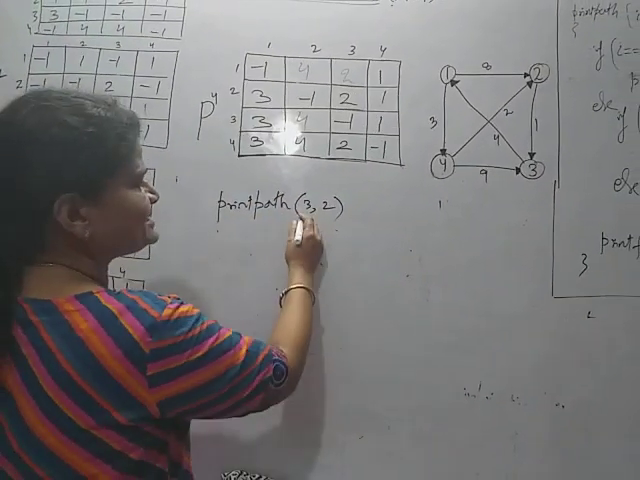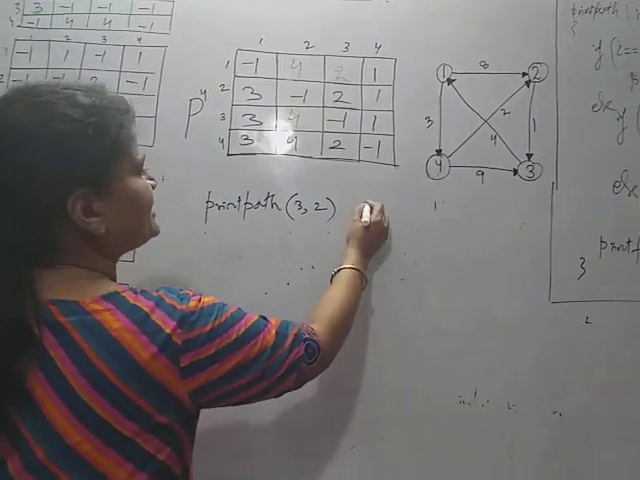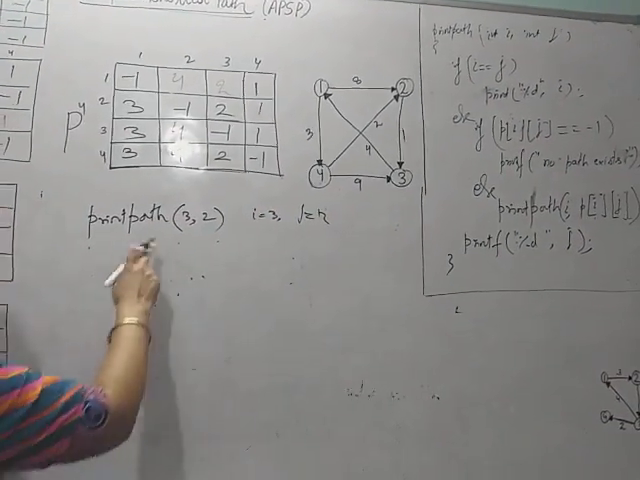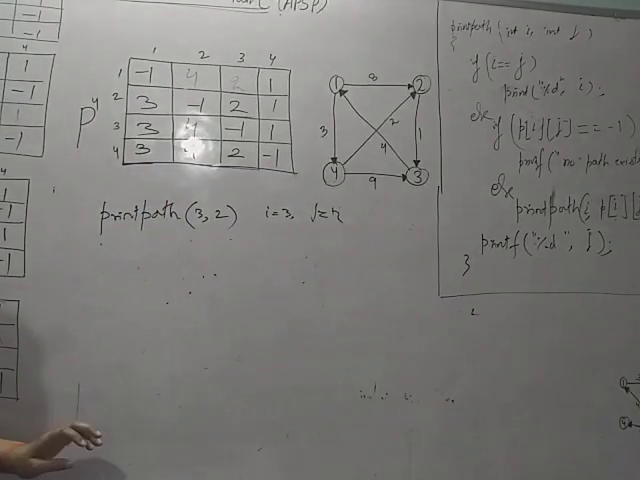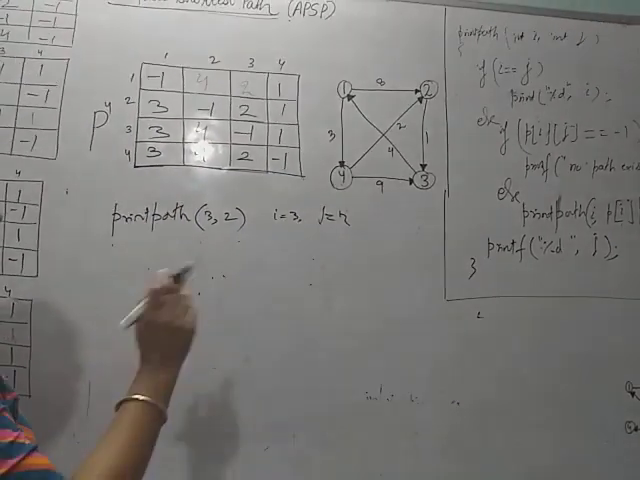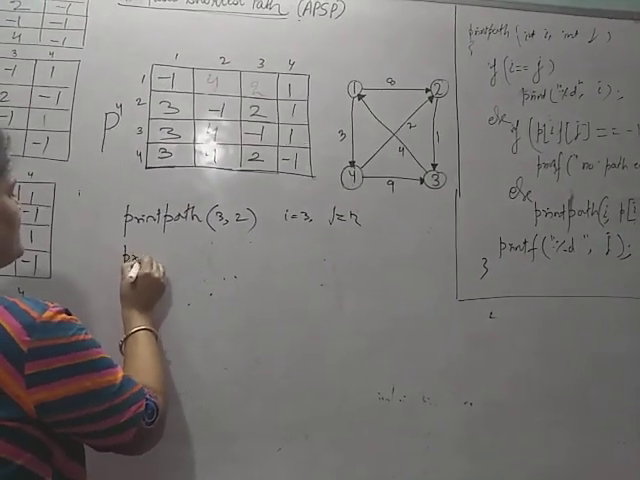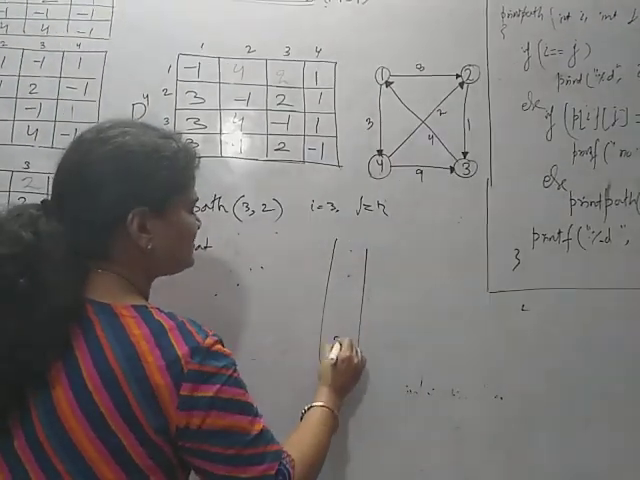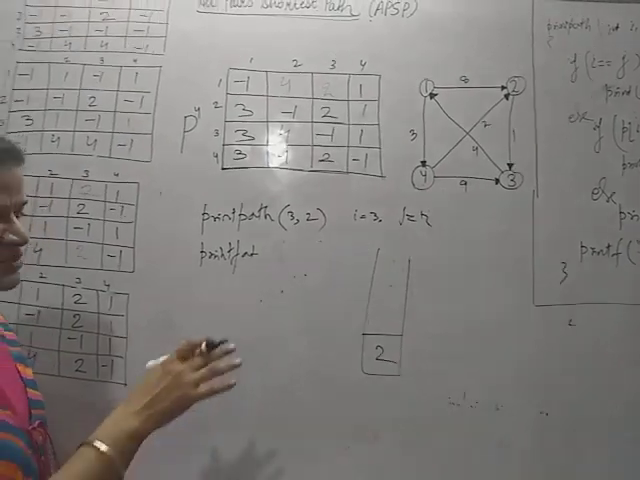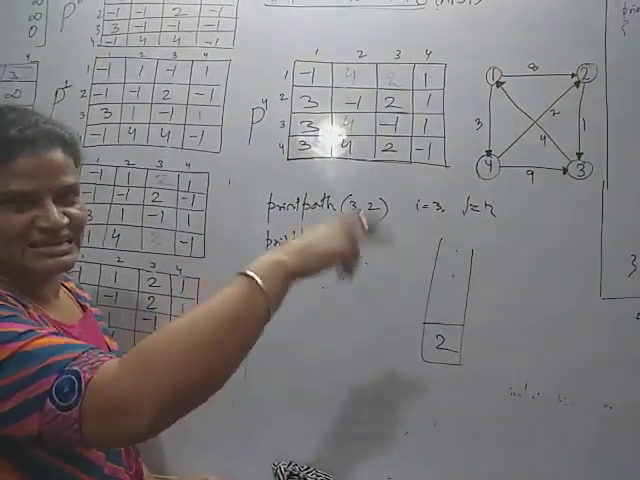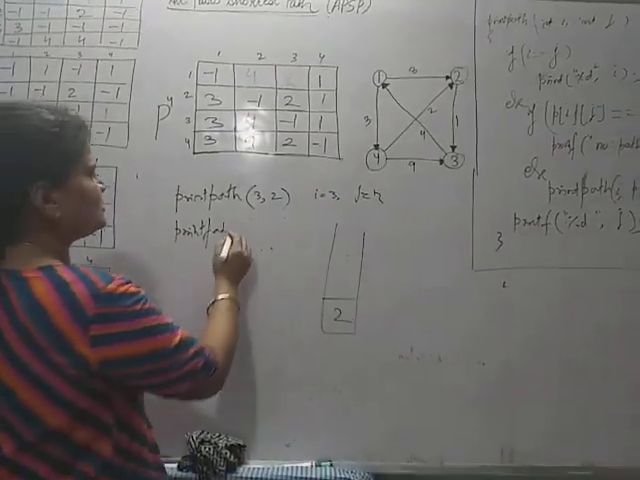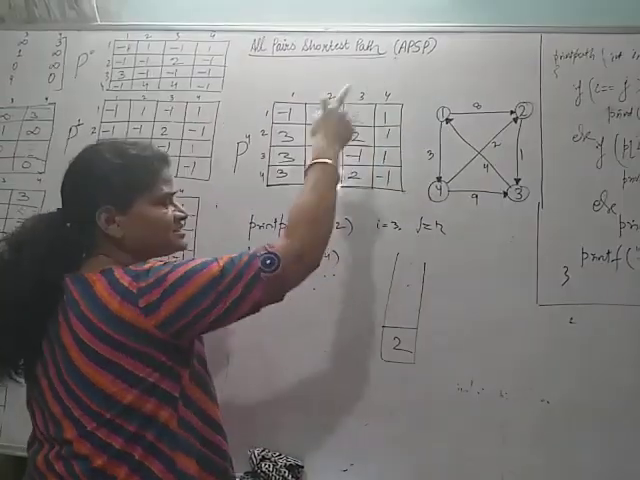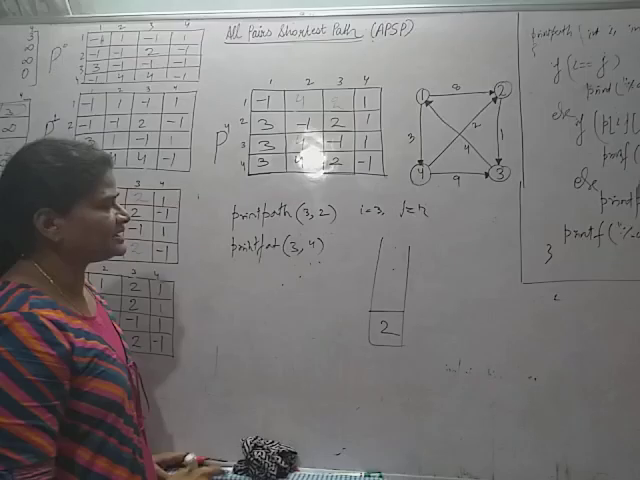Here i is 3 and j is 2. i is not equal to j. The P[i][j] entry for 3, 2 is 4, which is not equal to -1. So it will call print path, but before calling, j will be pushed. i is also pushed, but I am not showing that because i is not changing. So now 3, and what is the entry in 3, 2? It is 4. So the function is called again with the parameters 3, 4.